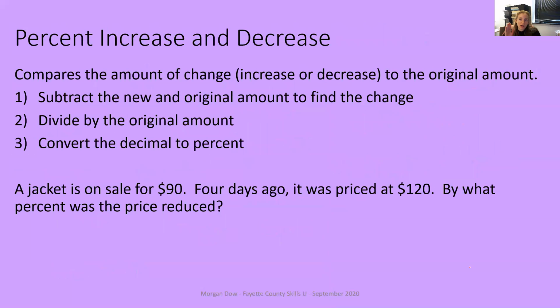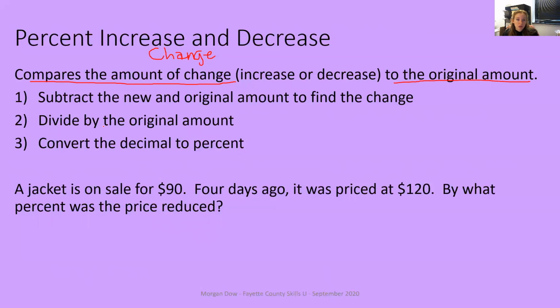Okay, so next thing we're going to talk about is a particular type of percent problem that you might encounter, which is percent change or percent increase and decrease. So this is also sometimes called percent change. When we're talking about percent increase or decrease, what we're doing is we are comparing the amount of change, so the amount of increase or the amount of decrease, to the original amount. So it's really just a special type of comparison that we're making.